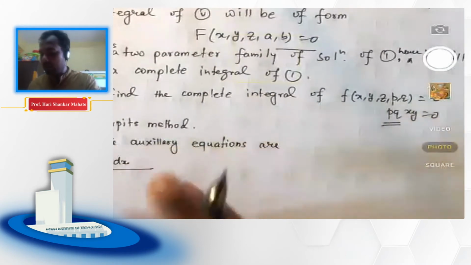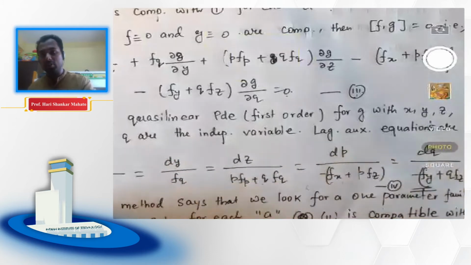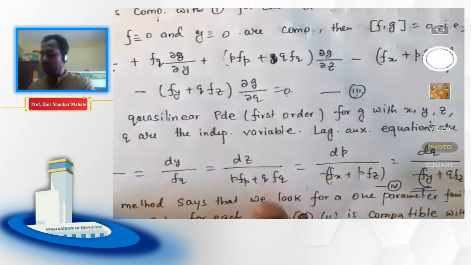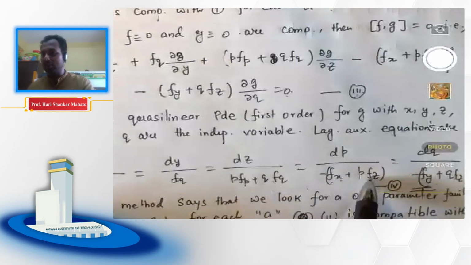If we go by this formula, then we will have dx by fp, so do the partial derivative with respect to p, then dy by fq, then do the partial derivative of f with respect to q, then dz by pfp plus qfq. They can be obtained from here by multiplying by p, multiplying by q. Then dp by minus of fx plus pfz. So fx is partial derivative with respect to x, and fz is partial derivative with respect to z. And similarly here we have fy plus qfz, so partial derivative with respect to y, and similarly partial derivative with respect to z. Put them here.